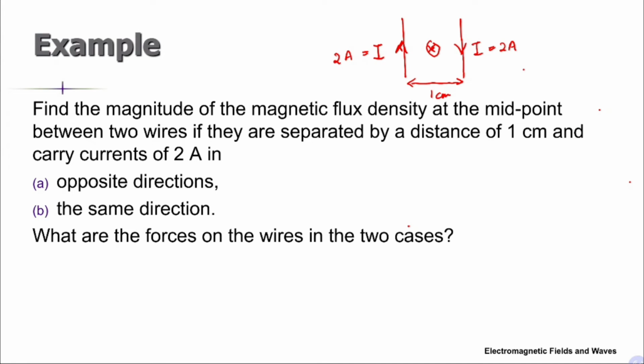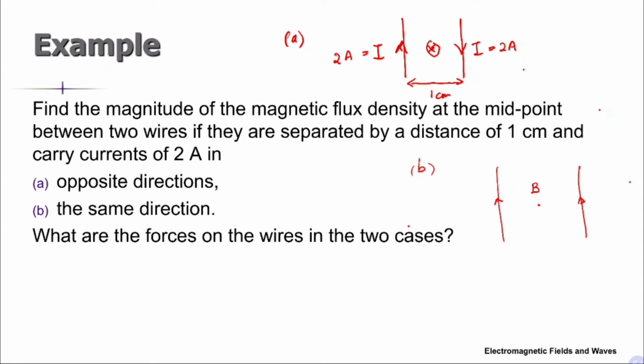So this is part A. Now for part B, both currents are in the same direction, and you ask for the magnetic flux density at this point.